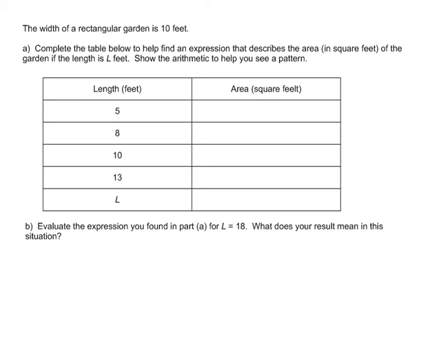The width of a rectangular garden is 10 feet. Complete the table below to help find an expression that describes the area in square feet of the garden if the length is L feet. Show the arithmetic to help you see a pattern. And then in part B, evaluate the expression you found in part A for L equals 18. What does your result mean in this situation?